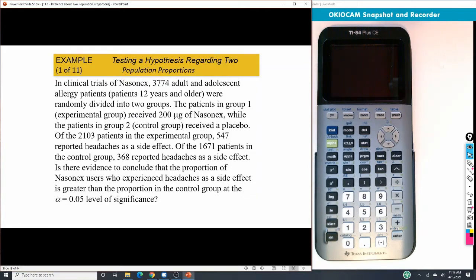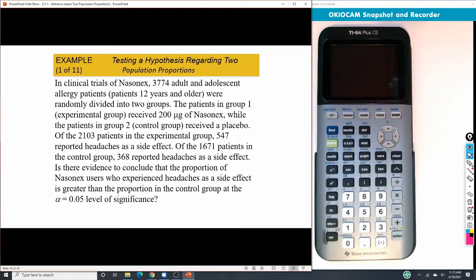Here's our first example, and we want to look at all of our pieces. It says that we have this trial of Nasonex, 74 adult and adolescent patients. They were divided into two groups. Group 1 received the Nasonex, while Group 2 received a placebo. Of the 2,103 patients in the first group, 547 reported headaches as a side effect. Of the 1671 in the control group, 368 reported headaches. Is there evidence to conclude the proportion of Nasonex users who experience headaches is greater than the control group?